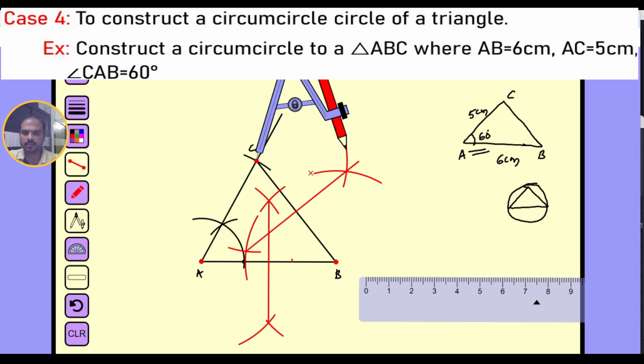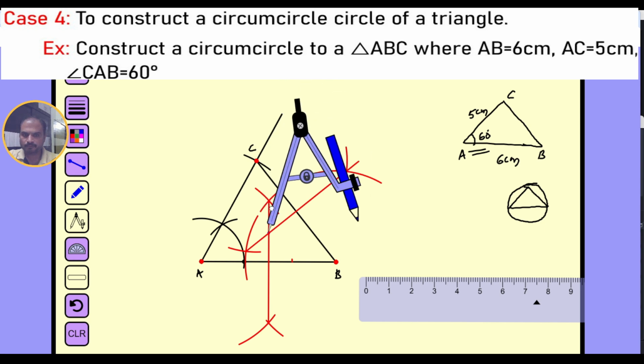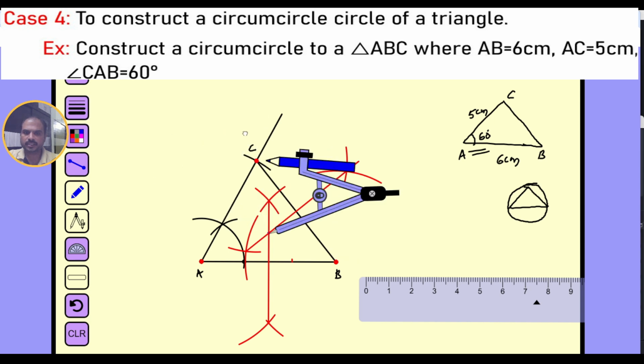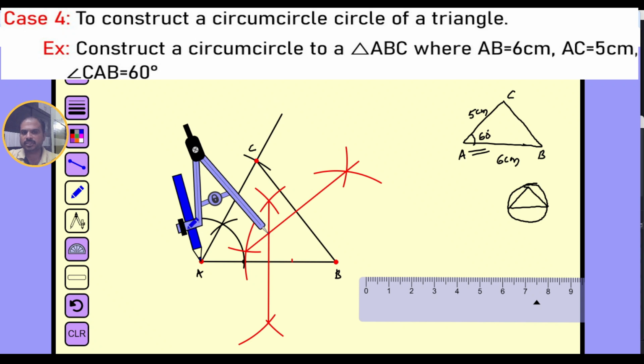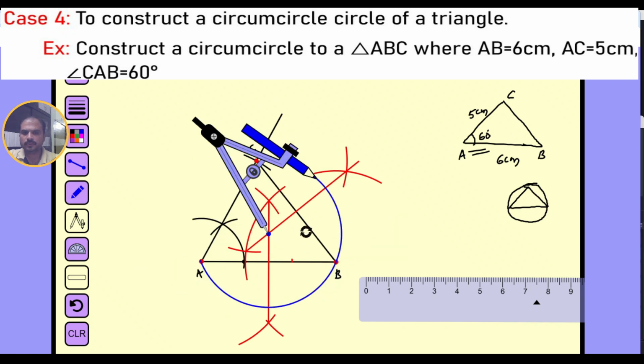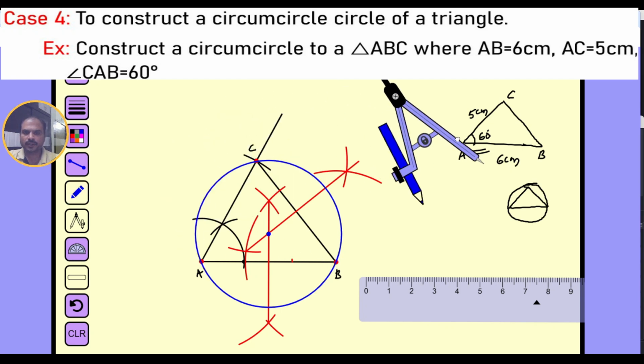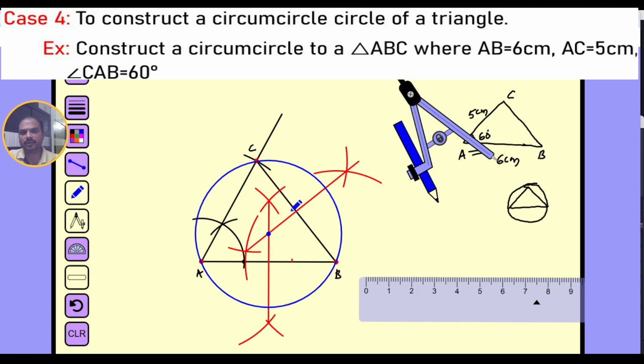So where are they meeting, children? You can make a note of this. They are meeting at the point over here. Now keep the sharp edge at this point. Adjust the length of the compass so that it touches all three vertices of the triangle. First check whether it is touching or not. See, it is touching C, it is touching A as well. Now draw the circle. Clear? See, now it is coming perfectly, children. So this is the circumcircle of the given triangle.